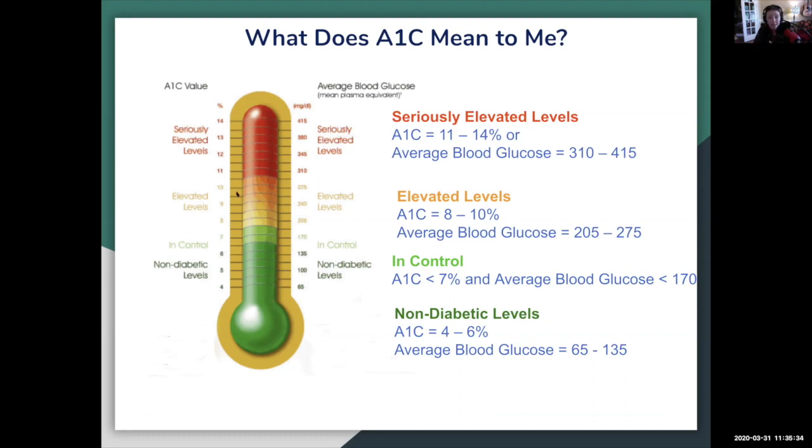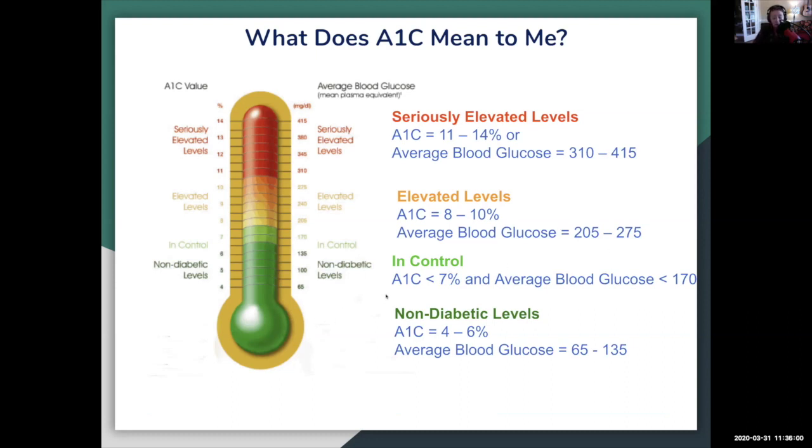Now here we are in the yellow zone. This is elevation. A1C is about 8 to 10%. This is not great news. I would still consider a little bit of insulin here for starters. And when an A1C is 8 or higher, you're looking at blood sugars in the 200s, easy. Okay. Green, we love to be in the green.